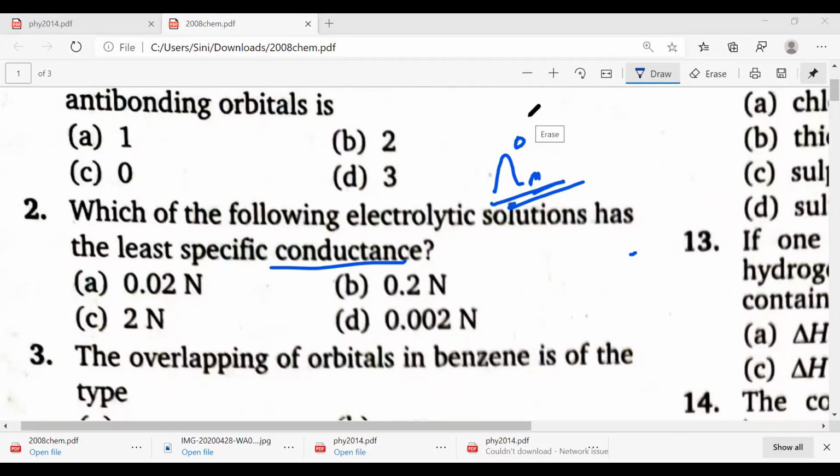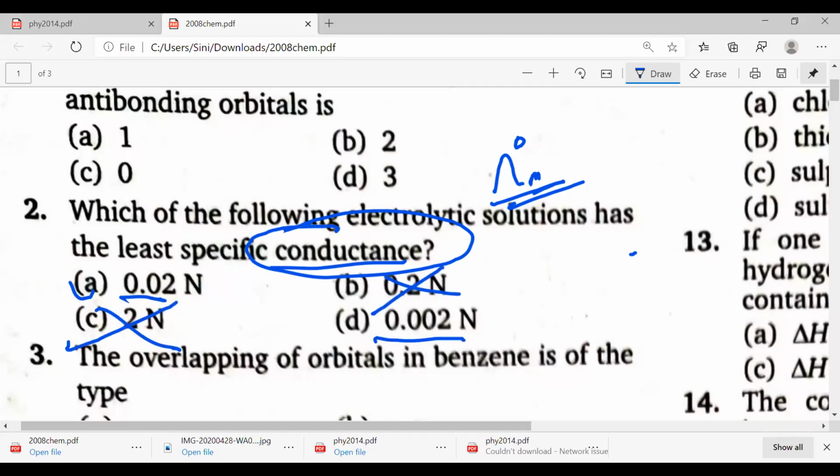Molar conductivity, in the sense, the conductance varies with that of the electrolyte. For a more diluted solution, the conductance will be less. So obviously the answer is what? It cannot be 2N and it cannot be 0.2N. So it should be between 0.02N and 0.002N, which is least among these, 0.002N. So this is the answer. Option D. Option D is the answer. Good. Specific conductance: 2N means conductance is more in that particular solution.